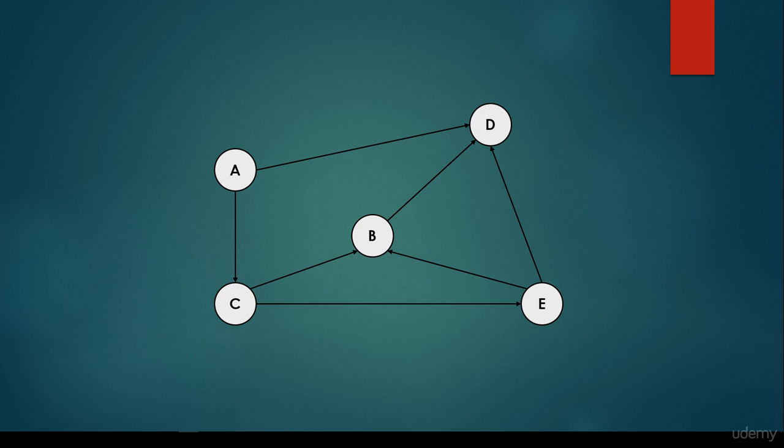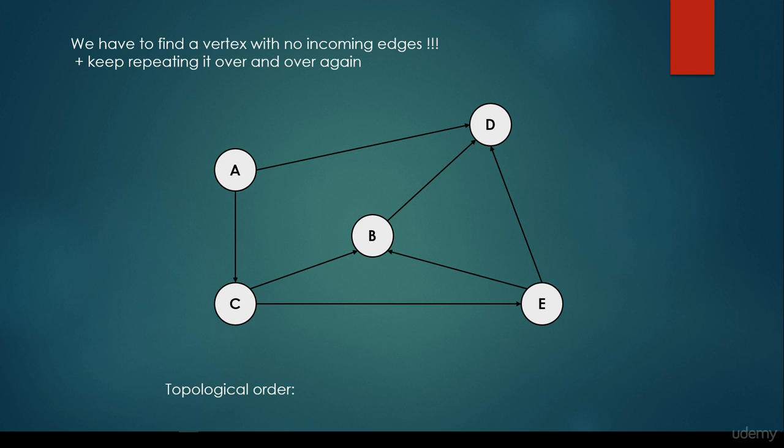Basically, the algorithm is that we have to find a vertex with no incoming edges and keep repeating it over and over again. So the first one is, for example, A. A doesn't have any incoming edges, so it's going to be the first in the topological order. It's very important that we don't want to consider this vertex and its edges anymore.